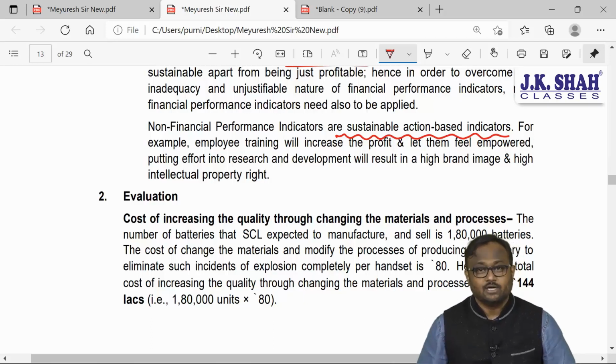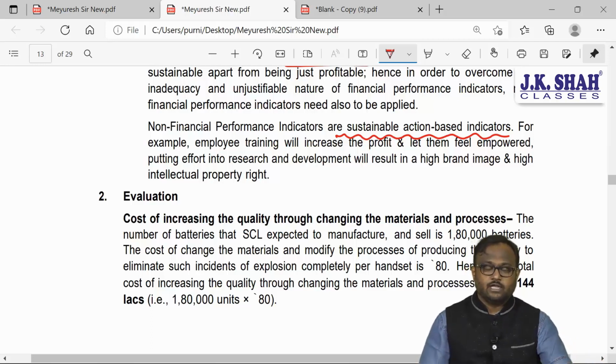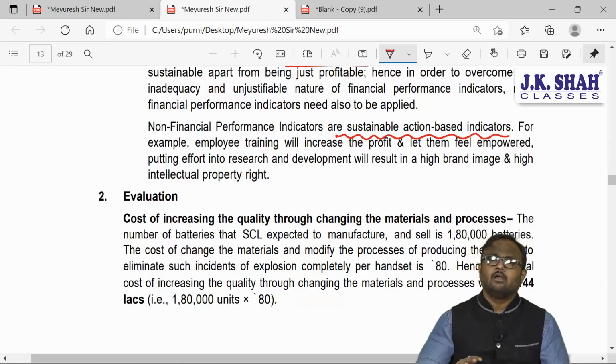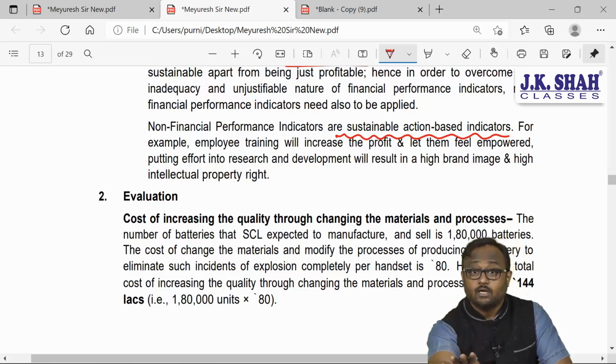So you guys need to understand one thing, that financial performance indicators will last for 1 year. They are always for a shorter period of time. This year profit, very good. Next year loss, very bad. Non-financial measures say, even if there is a loss in the current year, that's fine. At least I'm grooming my team.